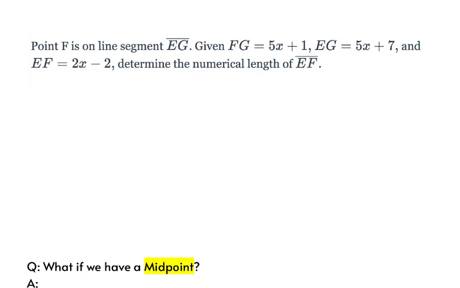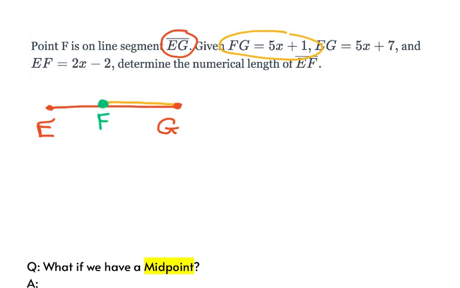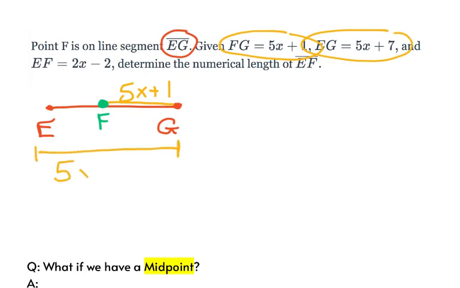All right, so now we have point F on segment EG. So the endpoints are E and G. F is somewhere on it. Doesn't matter where, just plop an F on there. From F to G, so make sure I'm labeling that correctly. F to G is 5x plus 1. There we go. E to G, well, that's the whole way across, so I like to go like this. E to G is 5x plus 7. E to F is 2x minus 2.